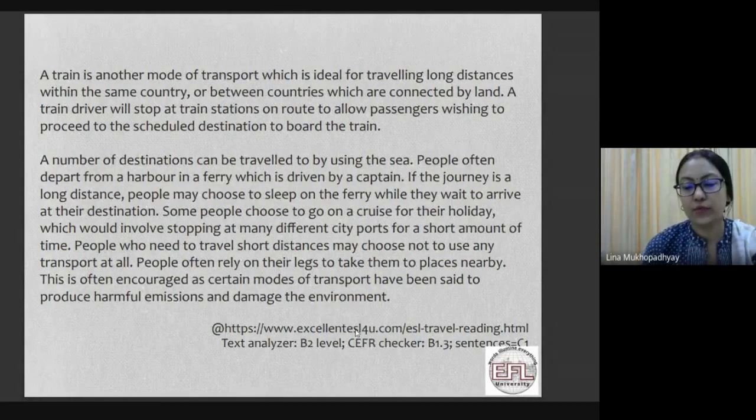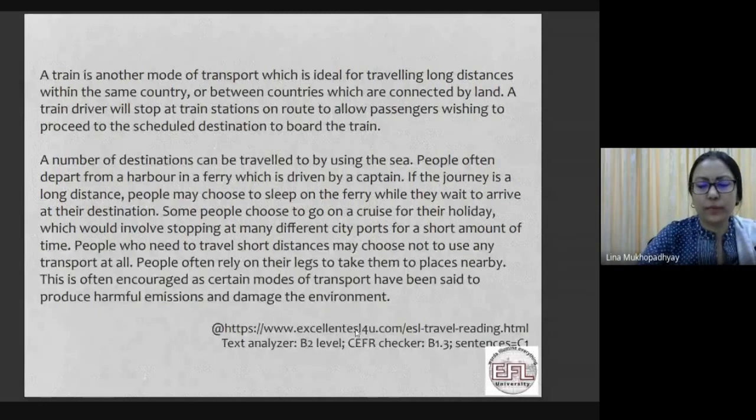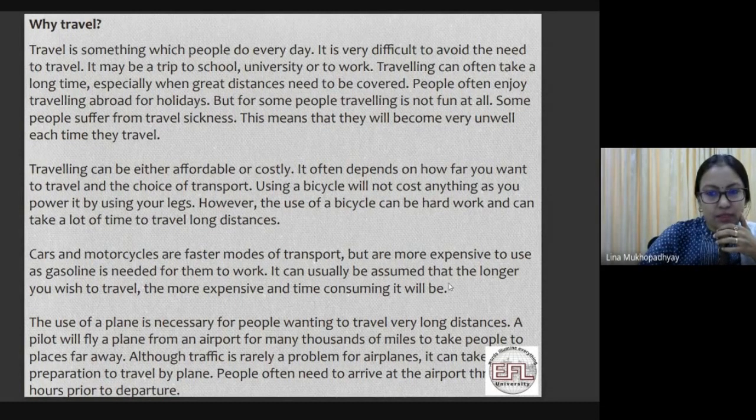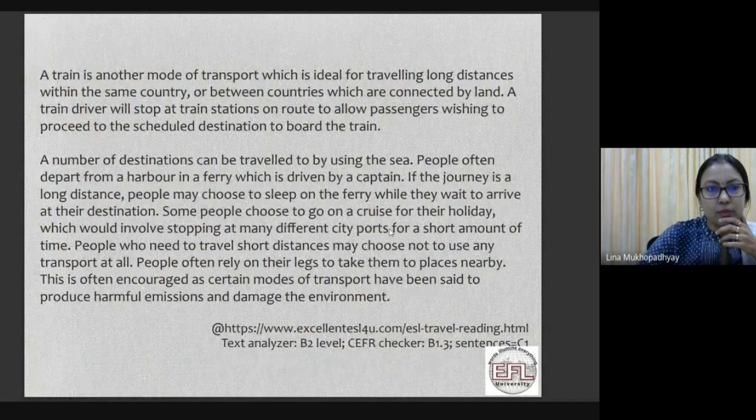Okay, so if you have read the text, you might have got the impression that it is a simple text. So if you look at the first 2-3 sentences, they are very simple, right? But if you look at sentences like, it can usually be assumed that the longer you wish to travel, the more expensive and time consuming it would be. Or, if the journey is a long distance, people may choose to sleep on ferry, etc., etc.